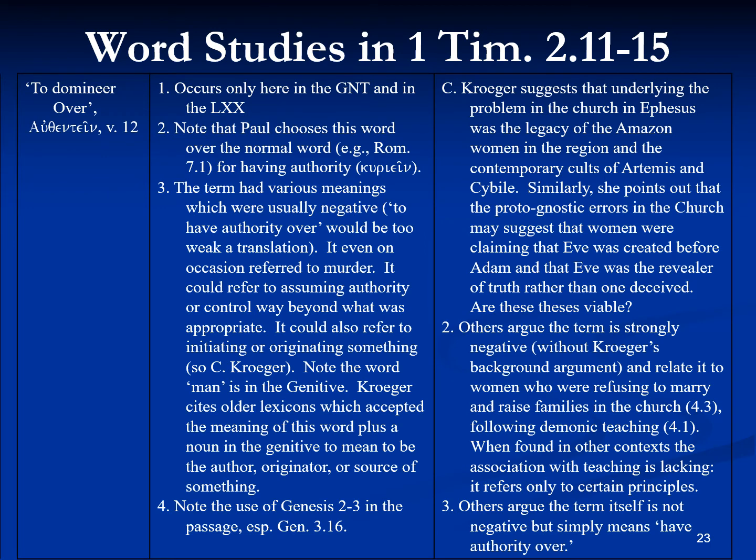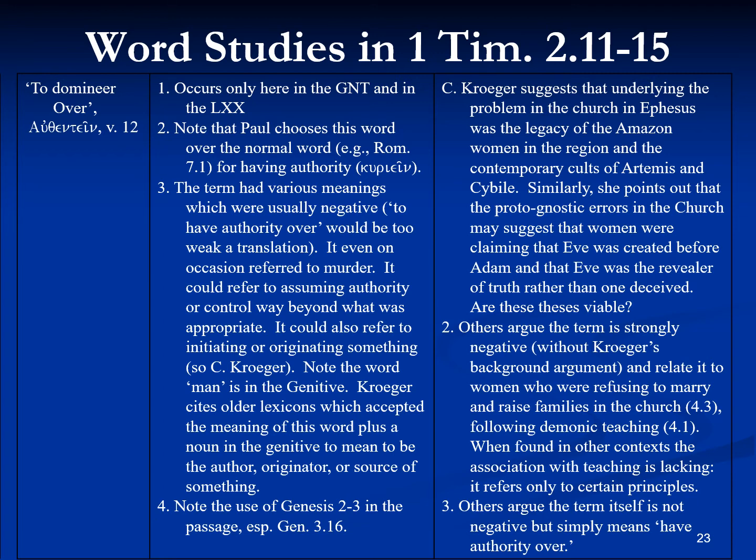The word authentane has been noted already, verse 12. It's a highly controversial word. I've suggested here the translation to domineer over. It occurs only once in the Greek New Testament and in the Septuagint, so it's not common. Note that Paul chooses this word over the normal word for having authority over, which is kuriein, from the word kurios, meaning Lord. The term had various meanings, as we see in other Greek literature.